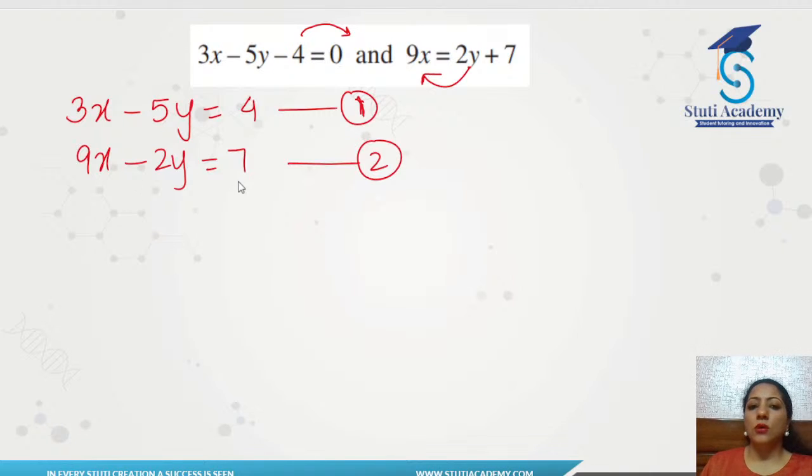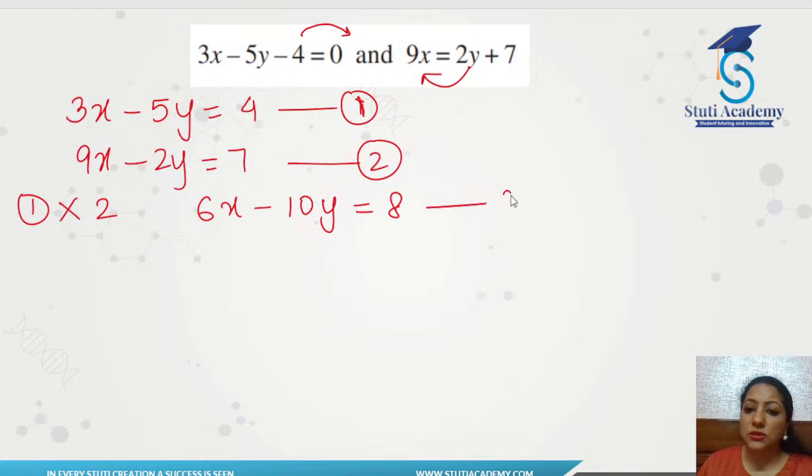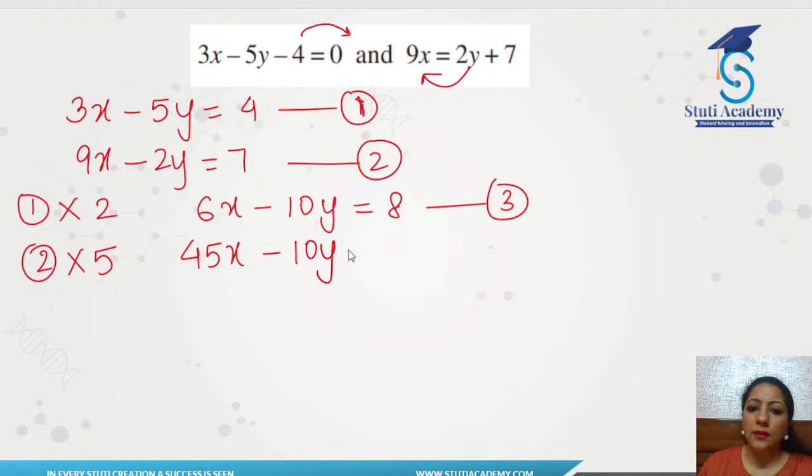Okay. Now we'll solve this. We will either eliminate y or x. Let us eliminate y here. So I'll take the first equation and multiply it by 2. Equation 1 multiplied by 2 will give me 6x minus 10y is equal to 8. So that's a new equation. Let's name it 3. We'll take the second equation and multiply it by 5. So we'll get 45x minus 10y is equal to 35. That's the fourth equation.